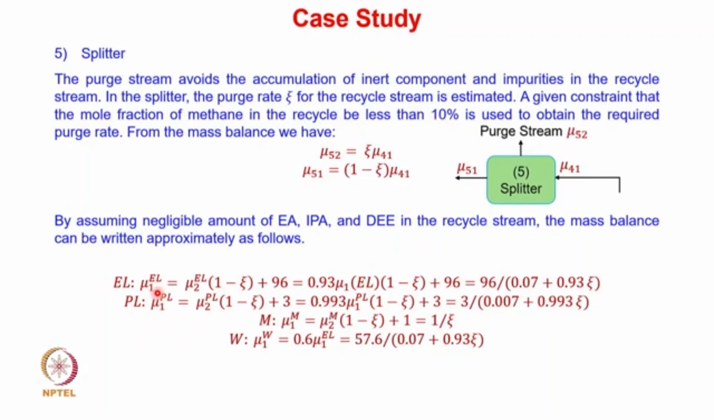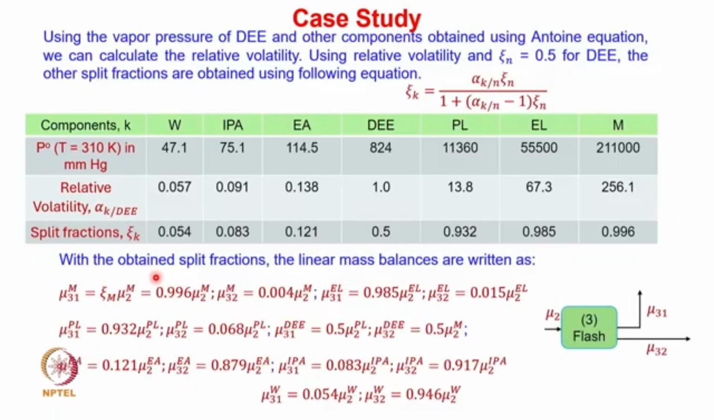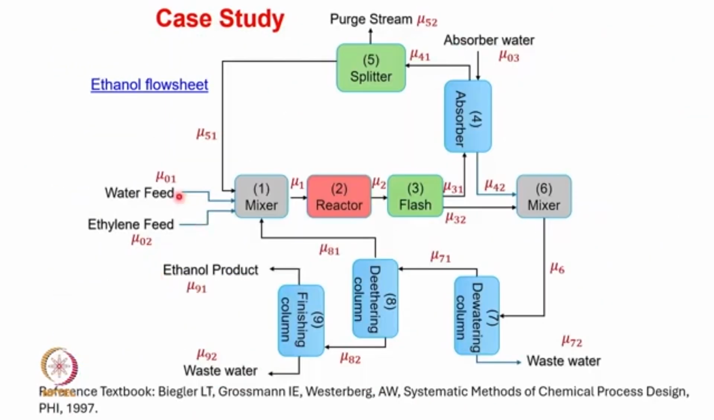So let's look at the ethylene in the feed. Remember, ethylene in the feed. So mu1 EL is nothing but what? If I go back and look at the figure, mu1 EL is nothing but the ethylene which is present in this particular stream mu1. Whatever is the value of ethylene in mu1 is actually the fresh ethylene we have fed plus whatever is coming by the recycle, isn't it? Mu1 is nothing but the molar flow rate coming out from the mixer.